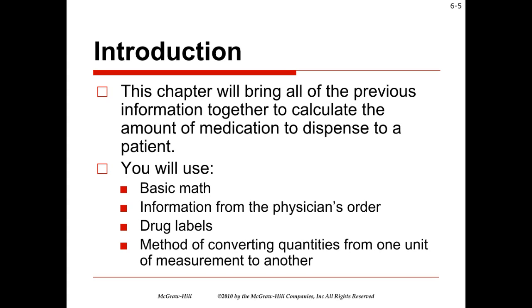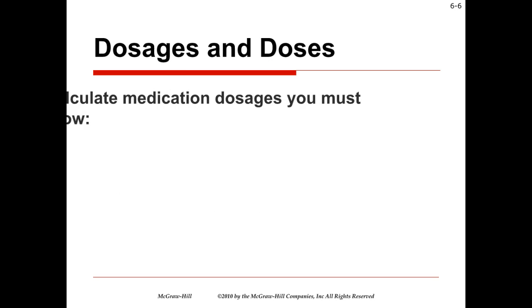And then the methods of converting quantities from one unit of measure to another. So taking a milligram and turning it into a microgram, or a grain and turning it into a milligram. Those kinds of things. Dose and dosages.